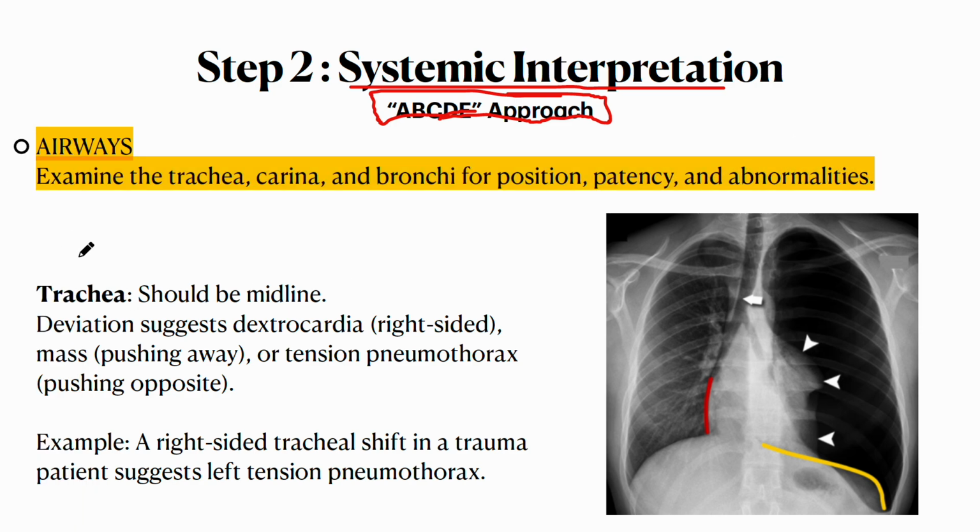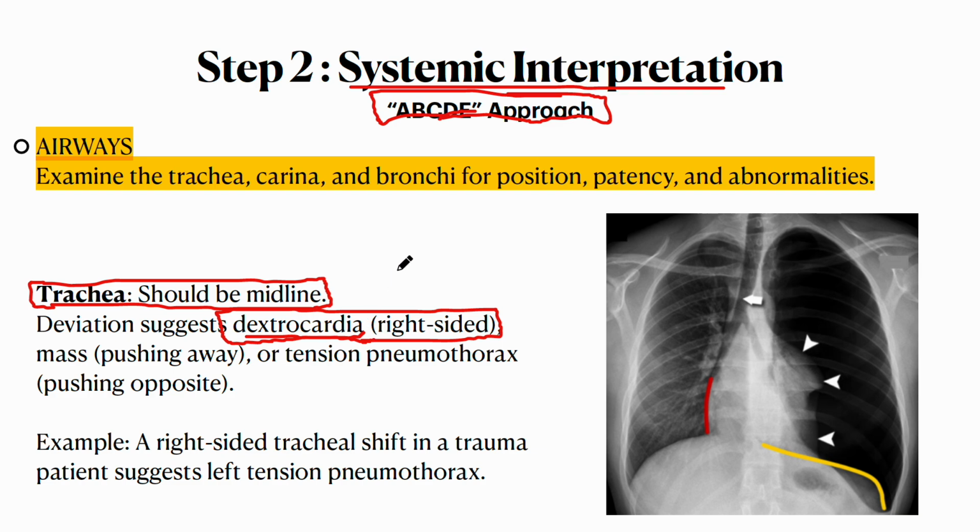So let's talk about the trachea first. The trachea should be in midline position. Any deviation from the midline position is a problem here, right? So deviation suggests dextrocardia if it is right-sided deviation. In dextrocardia cases, even the heart is on the right side. Isn't that amazing, right?